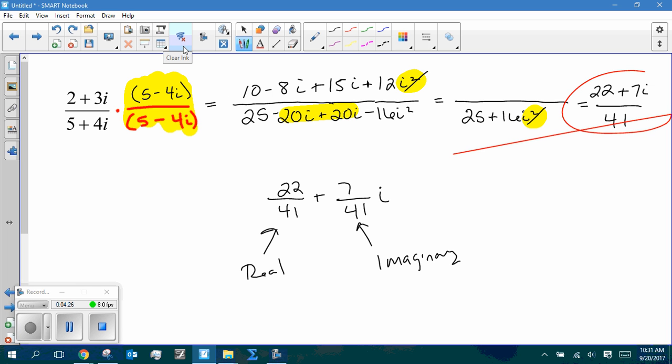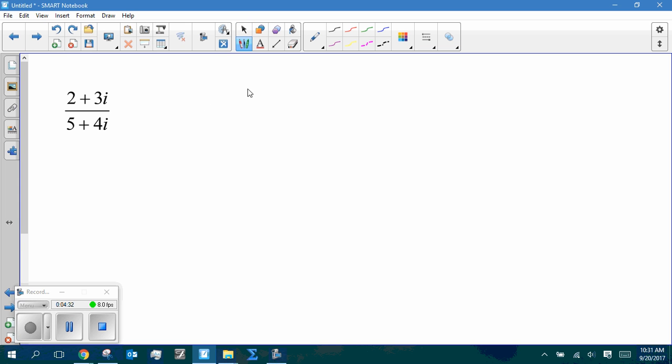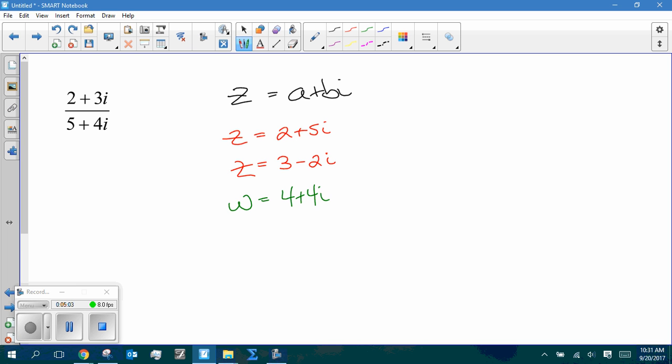Something you might see in your homework, I tried to avoid questions like this, but it might pop up. The first thing is that a lot of times we refer to complex numbers as a z. So we say z is a plus bi. It's just the notation that we use. So maybe z is equal to 2 plus 5i, or z is equal to 3 minus 2i. If z isn't able to be used, maybe sometimes we use w, and w is then equal to 4 plus 4i, or w is equal to 13 minus 3i.